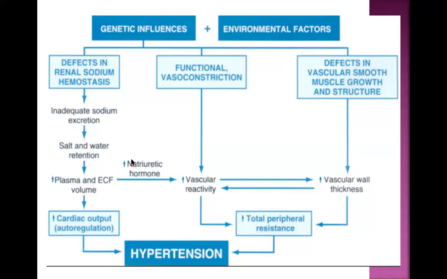You understand like that. Now, another one is functional vasoconstriction, which results in increased vascular reactivity, and that can easily lead to increased peripheral resistance. And another one, defect in vascular smooth muscle growth and structure, which also causes increased vascular wall thickness, so it will again lead to increased resistance. On the one side, we have increased cardiac output. On the other side, we have increased peripheral resistance. Both of these will lead to hypertension. So this is the hypothetical sequence of what we believe is happening in essential hypertension.